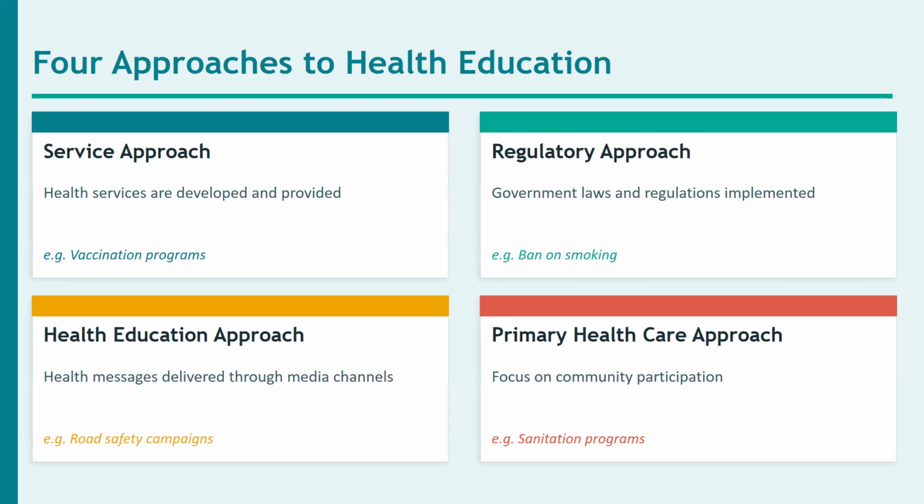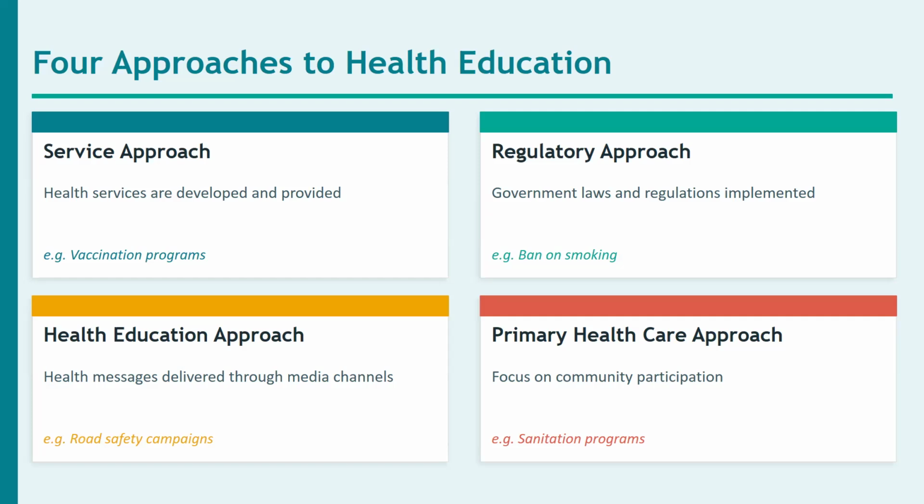Then the second one is regulatory approach, where there are government laws and regulations which are implemented. For example, there is ban on the smoking, so people should refrain from smoking. Health education approach, and that health messages are delivered through media channels. For example, the road safety campaigns.